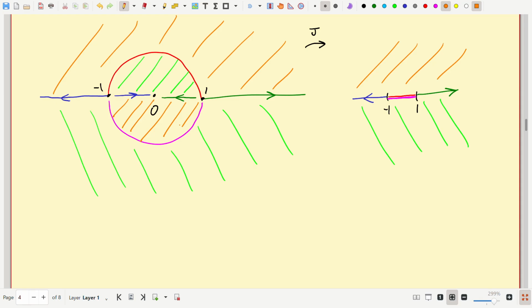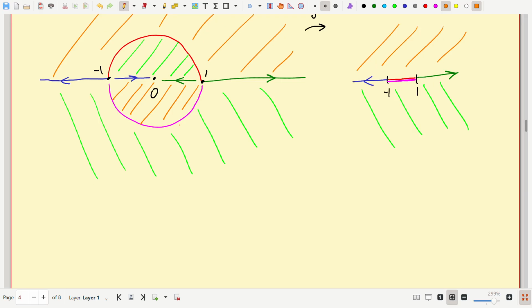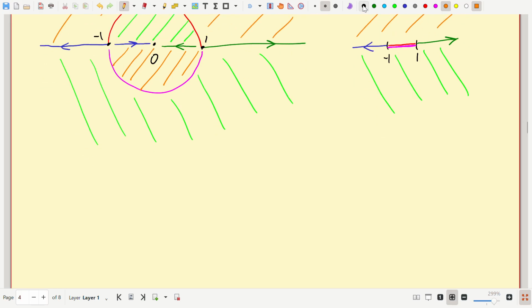That's the map. Well, one reason this map is important from a theoretical point of view is that we can analyze the complex cosine function using it.